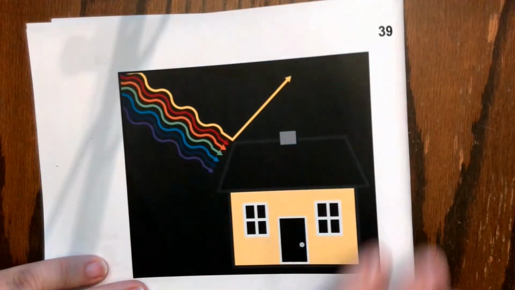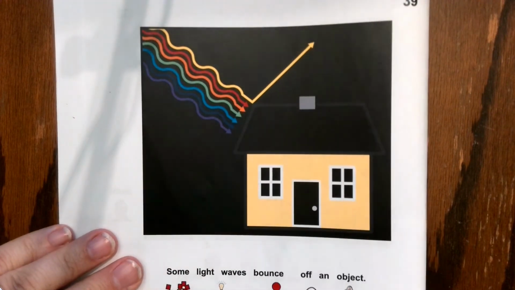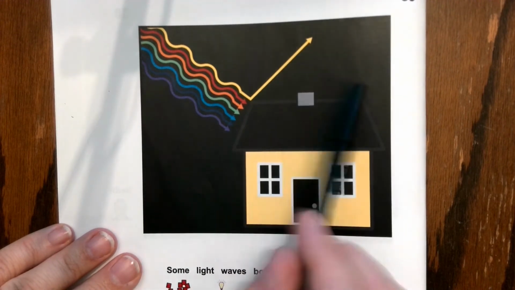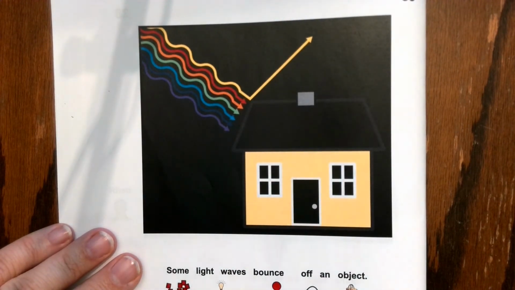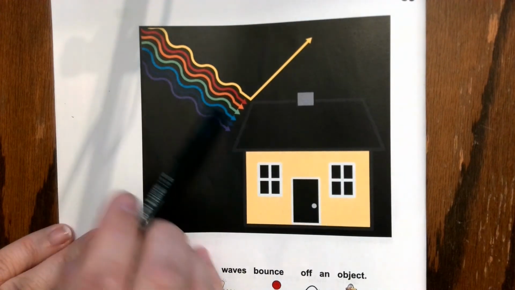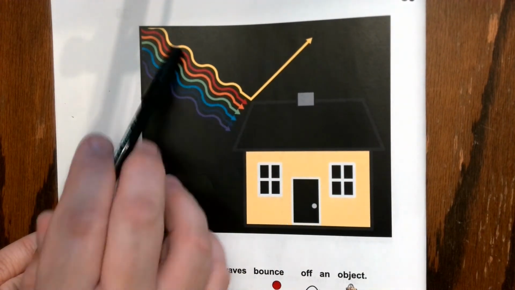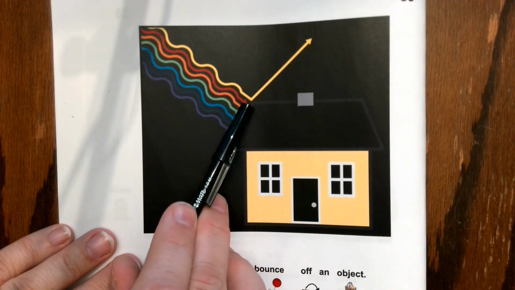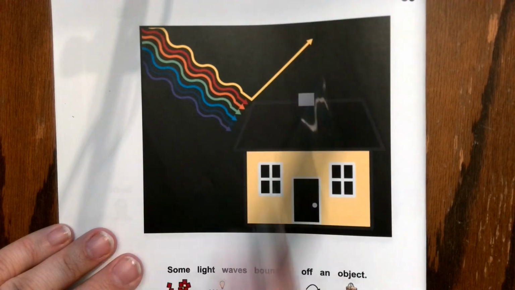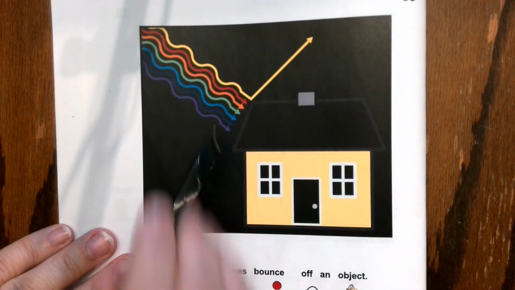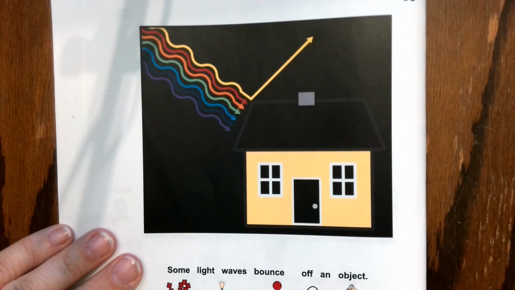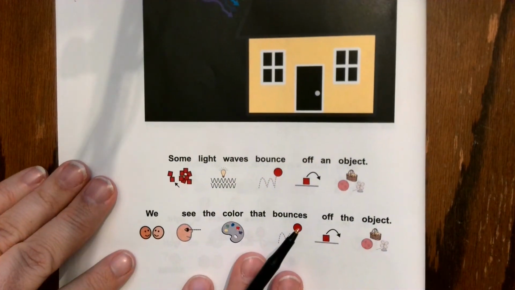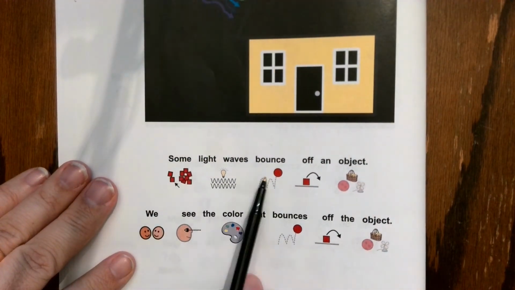How does that work? Maybe this picture helps us. What's this picture about? Yep, it's the same house. It's a yellow house. And those light waves, all the different colors, are coming down. But because it's a yellow house, the yellow light wave bounces back into our eyes. And the others go into the house and stay there. So we see only the yellow. Let's read this. Some light waves bounce.